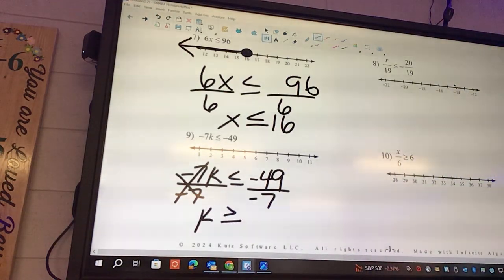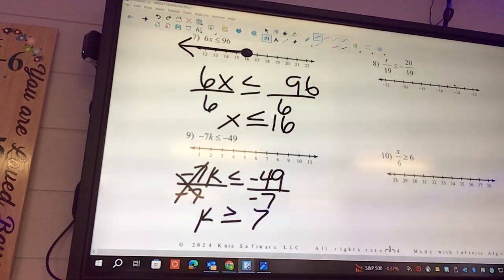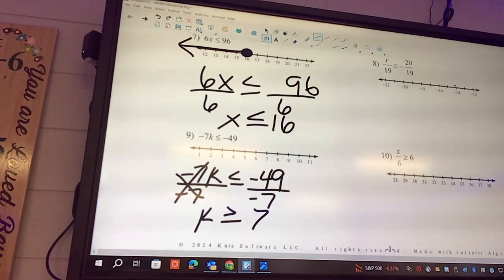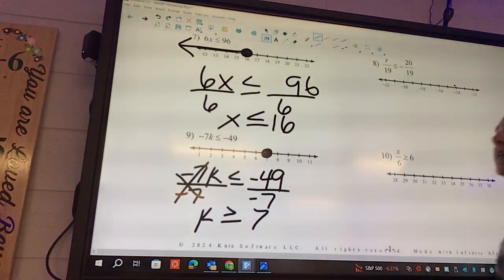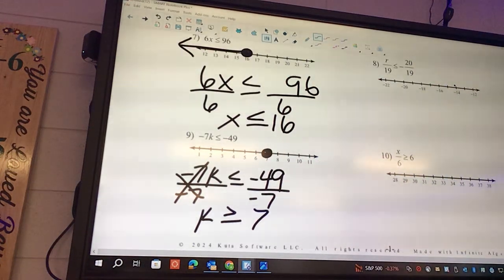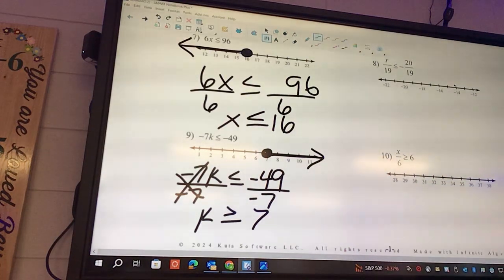-49 divided by -7 is +7. On the 7, is that gonna be open or closed? Closed dot. Is the alligator mouth eating the K or eating the number? He's eating the K, so is that gonna be bigger or smaller? Bigger, we need all the bigger numbers. So bigger than 7.